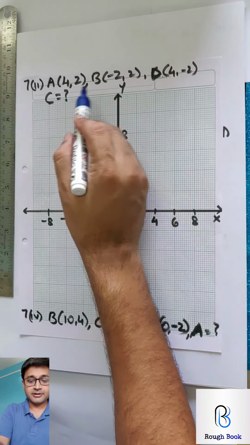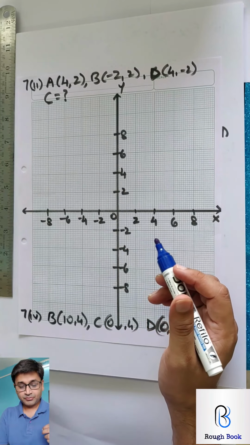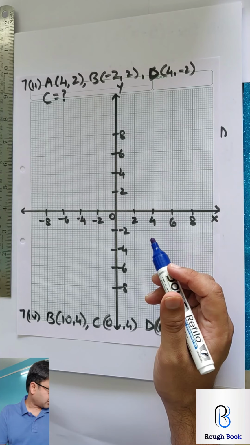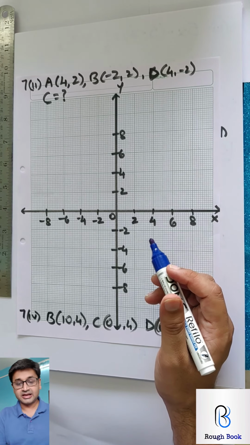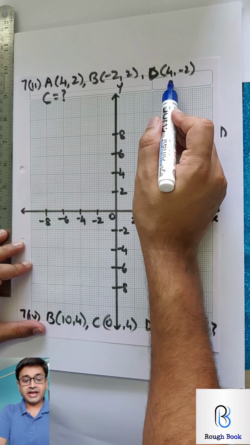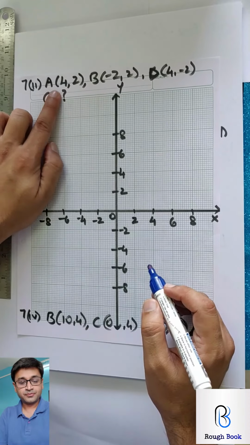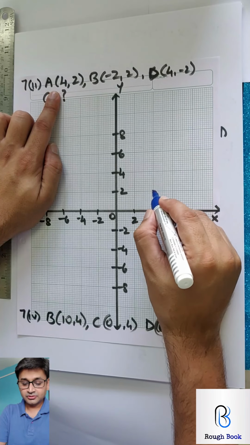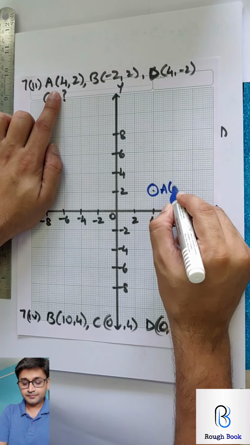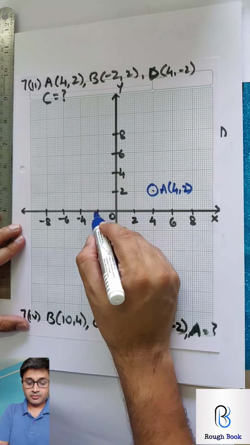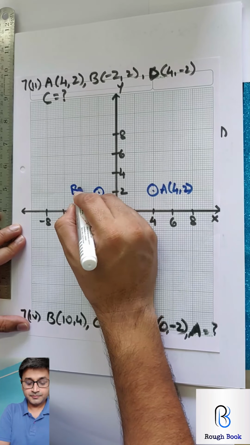So they have given us A, B, C, D is a rectangle, I think, right? Let me read 7 part 2. In each of the following, coordinates of three vertices of rectangle A, B, C, D are given. So A, B and D have been given. C is what you have to find. So let's plot these three first. A is 4 by 2. So 4 by 2 is A. B is minus 2 by 2. So minus 2 by 2 is B.